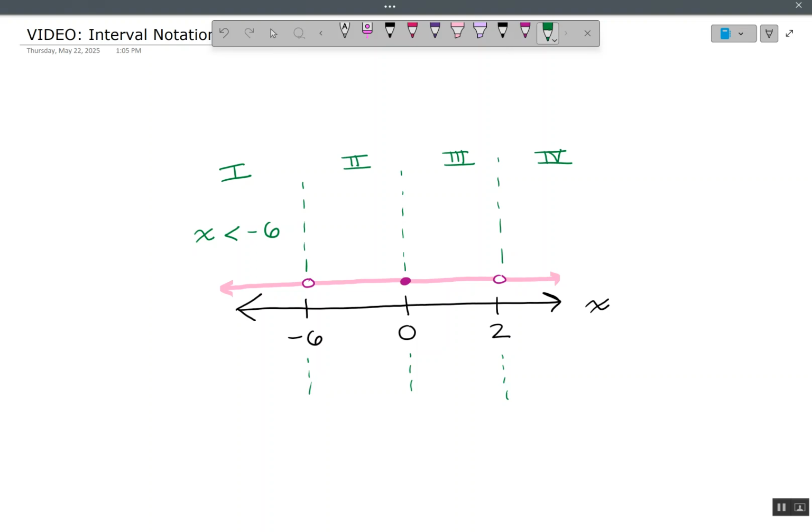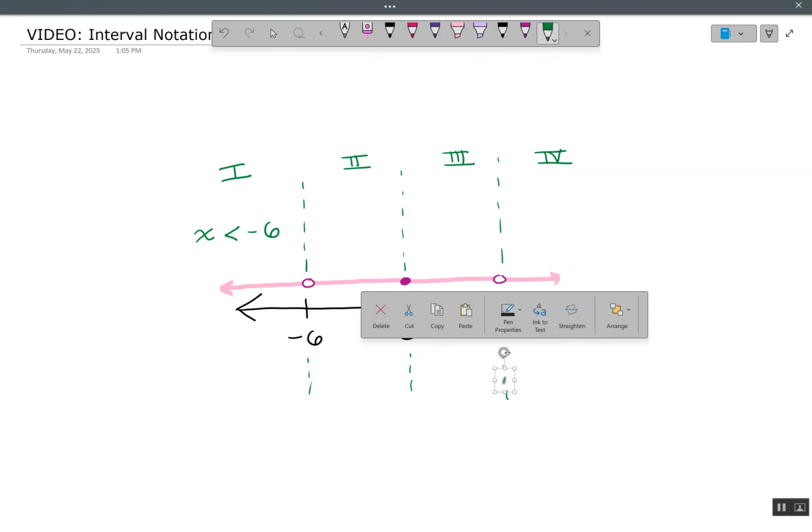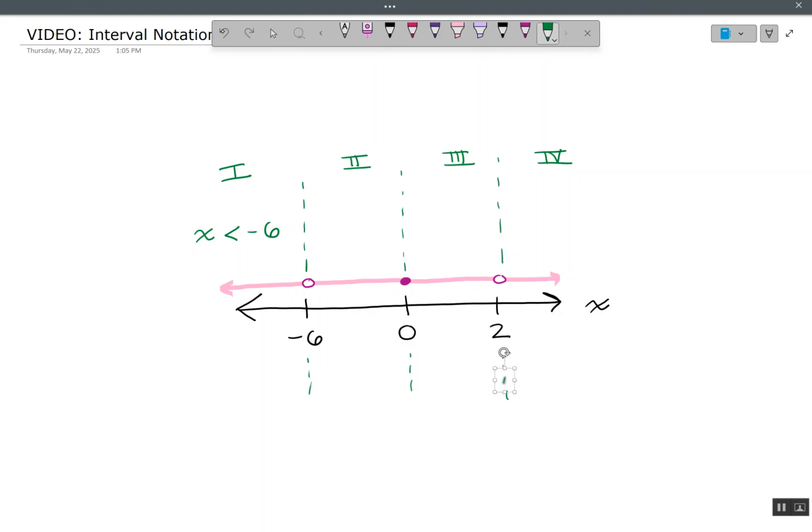Region 2 and 3 we can actually describe together because this hole is filled in, there's a dot there. Well, maybe we can first think about them separately and then put them together. So the x values here are bigger than -6 and smaller than or equal to 0. The x values here are bigger than or equal to 0 and smaller than 2.